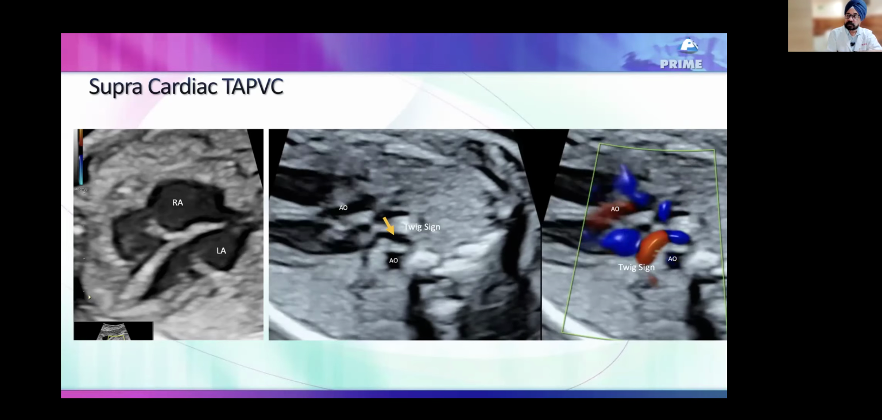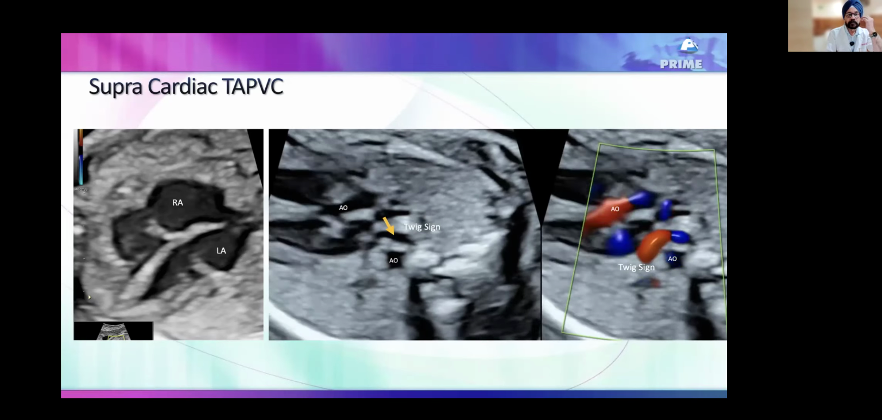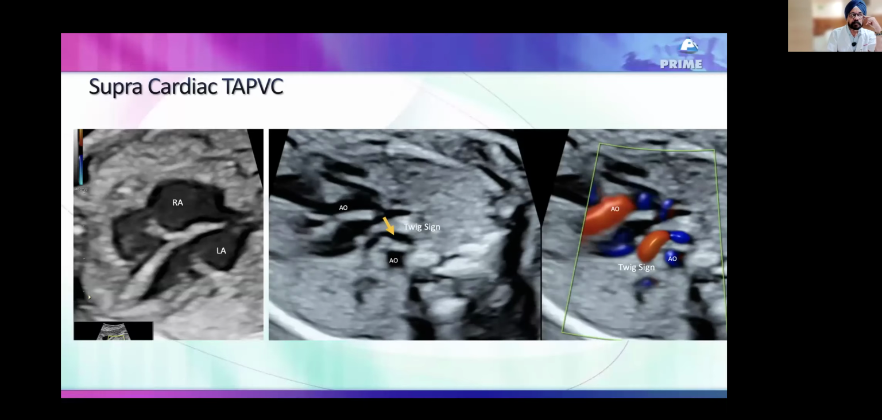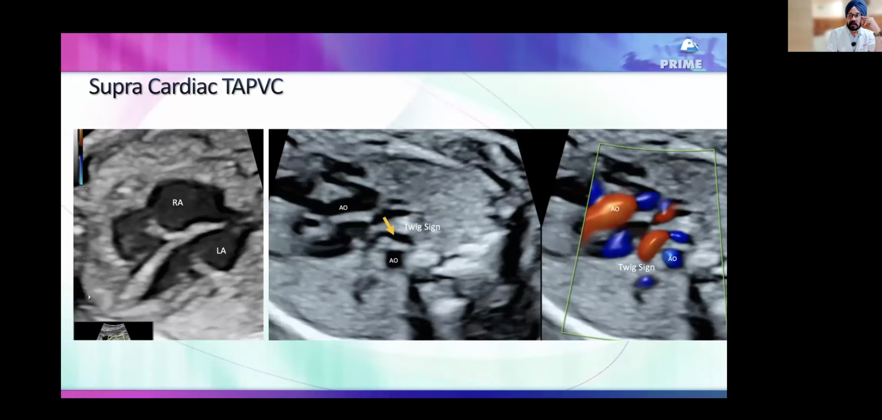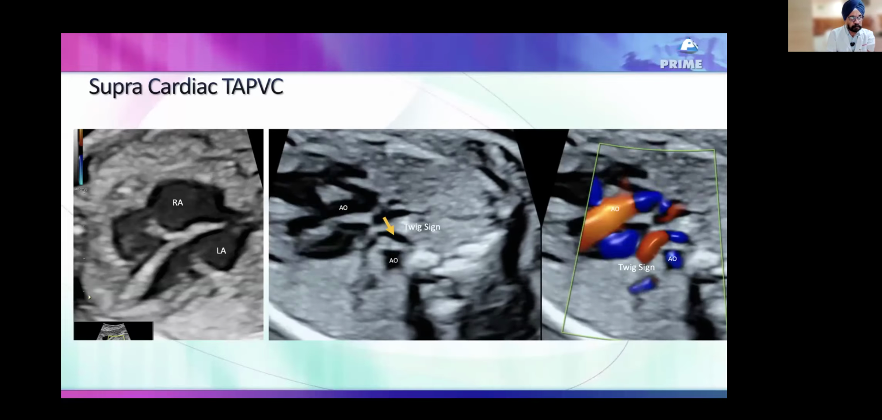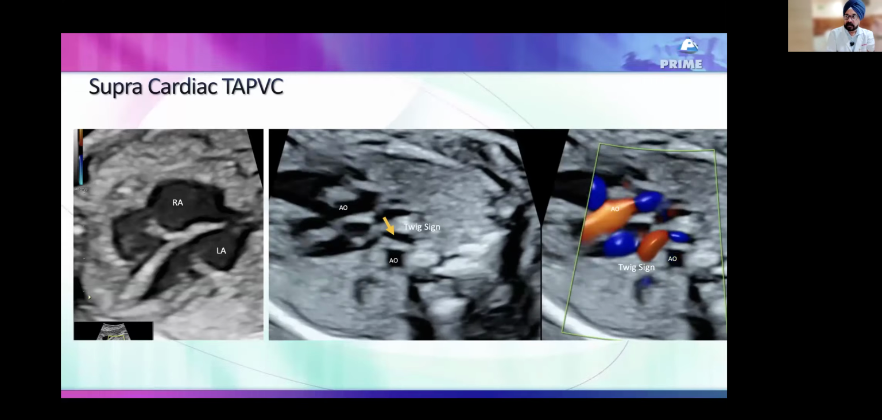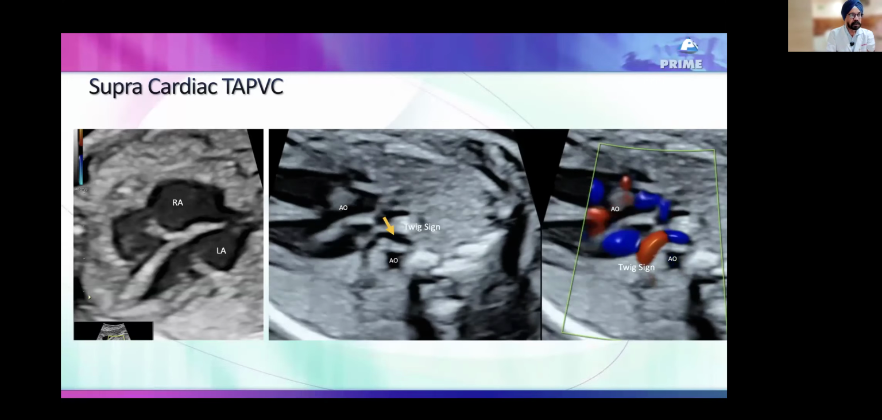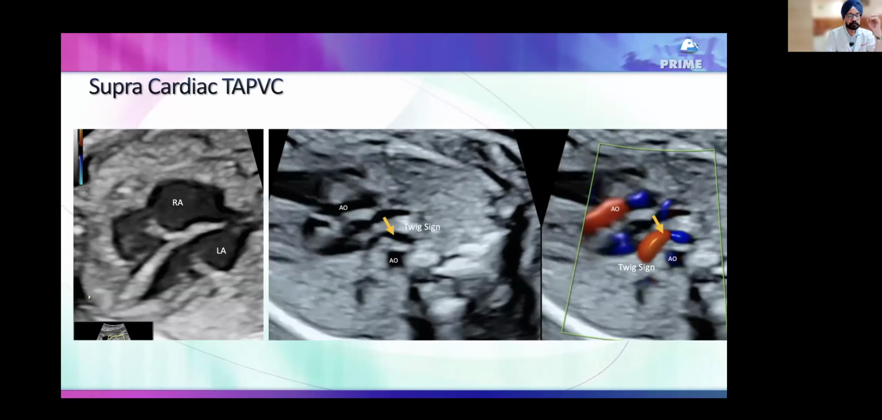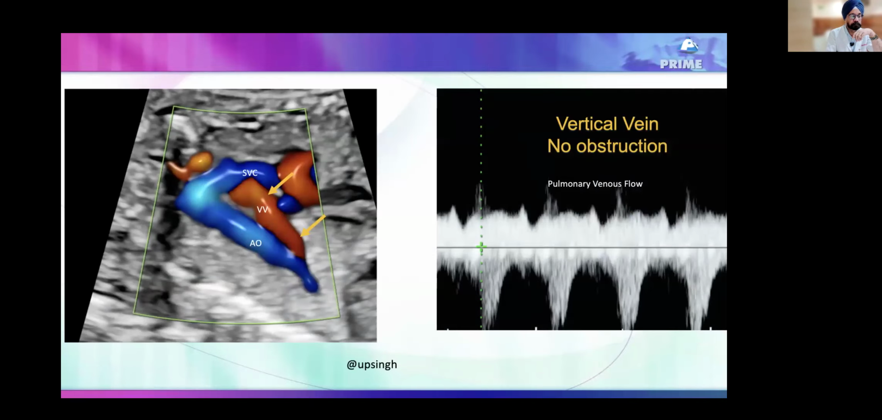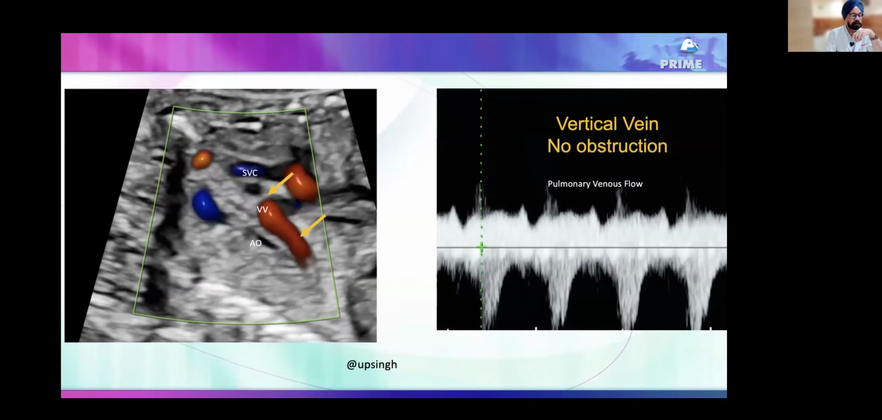So now this is step one. When you see the twig sign, when you see the pulmonary vein entering into the posterior chamber, that is step one of diagnosis of TAPVC. Step two is where it is draining. And step three, is it obstructed or not? So there are three steps. So then you have this vertical vein.